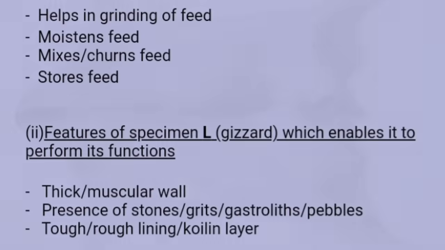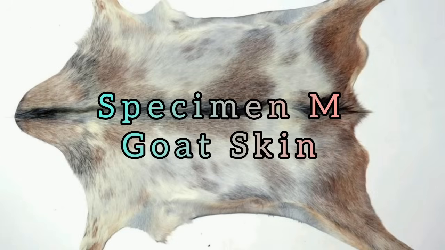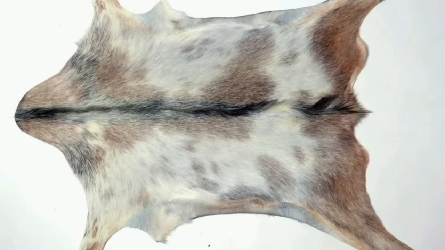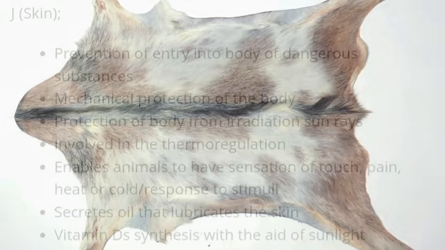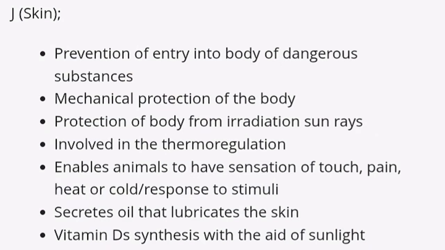Now we move to specimen M, goat skin. Could be cattle skin, could be any skin. Okay, so what is the skin used for in animals? Generally, to prevent entry into body. That's dangerous substance entering into the body. Also, mechanical protection of the body, protection of the body from irradiation, that's sun rays. Also involved in the thermoregulation, and then enables animals to have sensation of touch, pain, heat or cold, that's response to stimuli. And then it secretes oil that lubricates the skin.